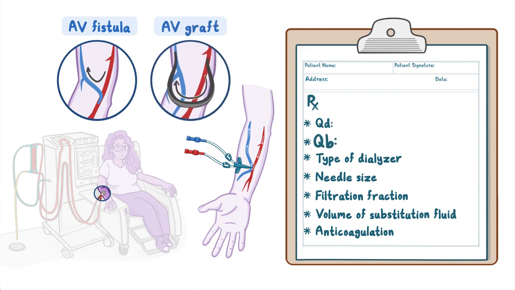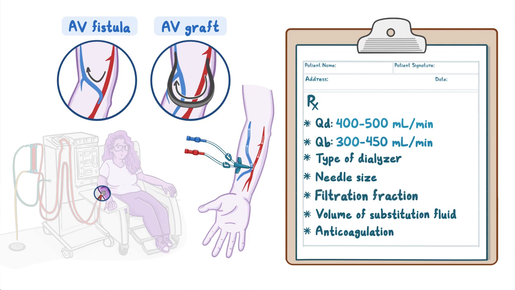Typical blood flow rate, QB, and dialysate flow rate, QD, range from 300 to 450 milliliters per minute and 400 to 500 milliliters per minute, respectively. Filtration fraction is the ratio or percentage of convective flow to blood flow and is usually between 20 to 30% of the achieved blood flow rate.